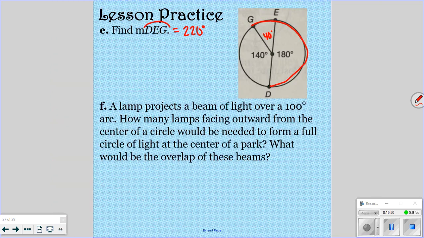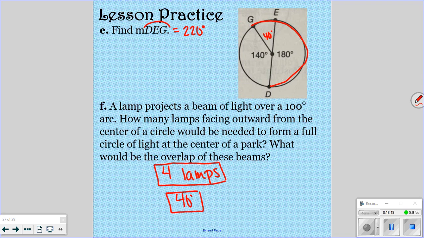For this bottom one, we have lamps that have 100 degree arc, and we want to make a complete circle. So if we used 3, that would be 300 degrees, but a circle is 360. So we would need to use 4 lamps. And if we used 4, that would be 400 degrees. And so we would end up with a 40 degree overlap from the lamps.